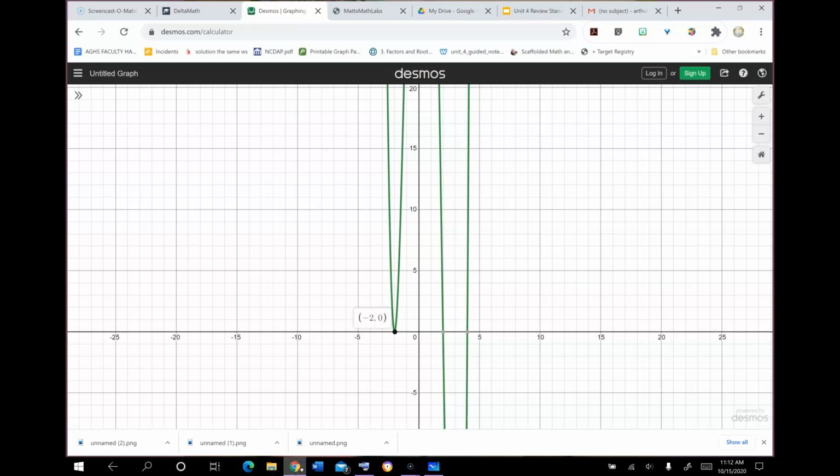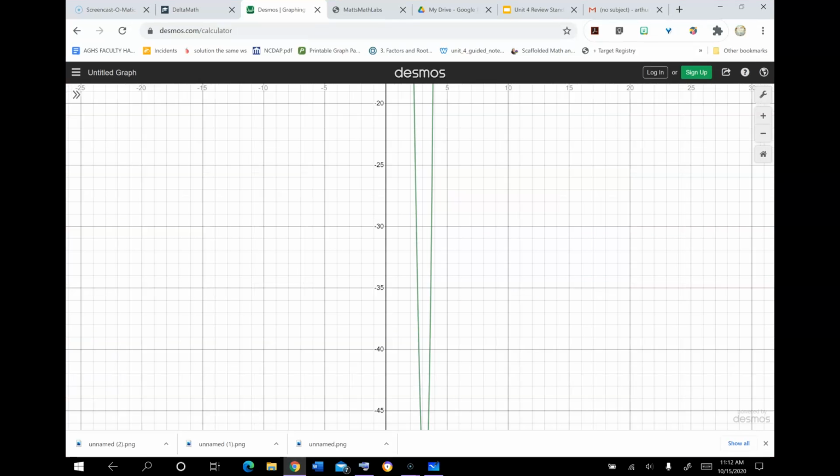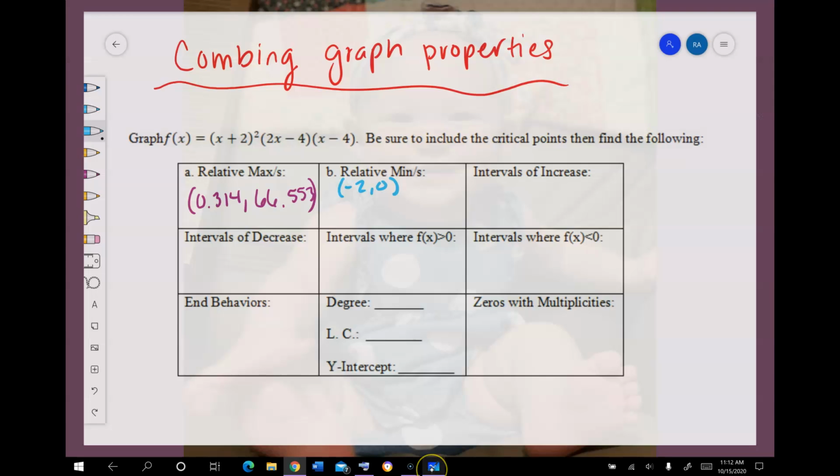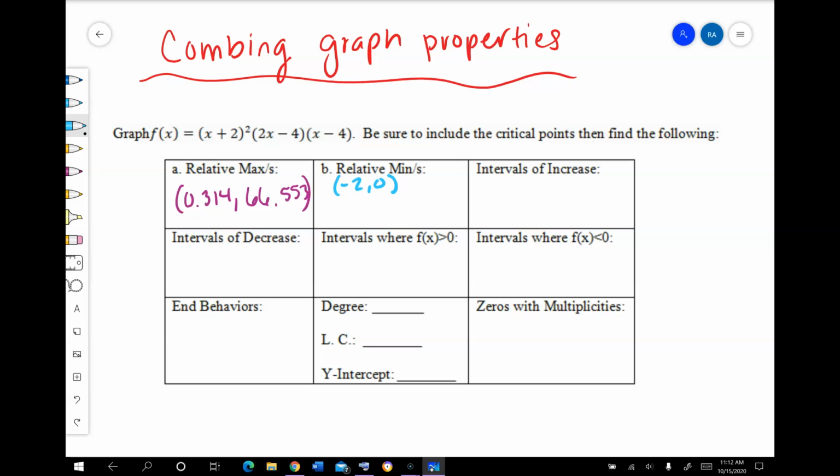The other min was all the way down here. And there it is. And that's your minimum value. So then we'll just copy that and put it in the chart. So our other min was 3.8186, negative 51.928. Okay? All right, next.